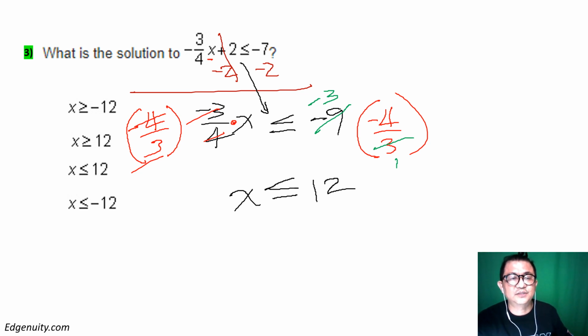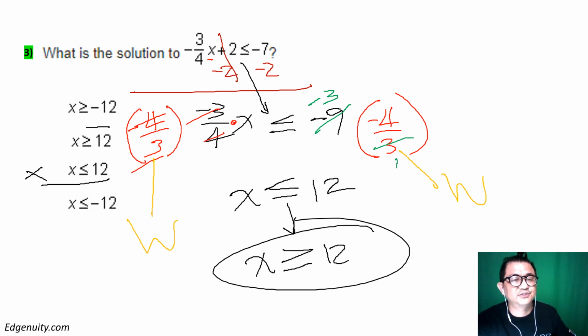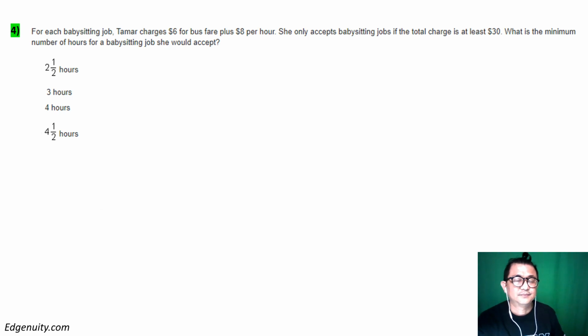But guess what? Some people will choose this. You're wrong. Why? Because, hello, warning, warning, you multiplied by a negative number. Yes. Every time we multiply by a negative number, let's reverse the sign. It will now be greater than or equal to 12. So the correct answer is this. Not you, not you. Okay, last.